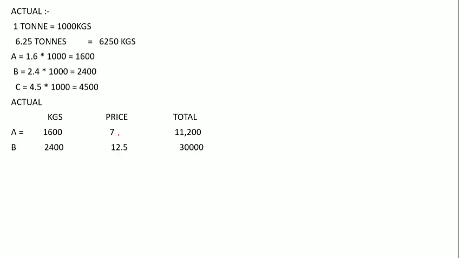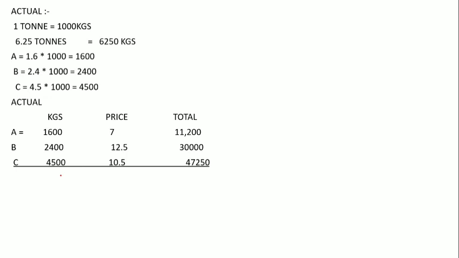Now for chemical B, kgs are 2,400, price 12.5 and the total is 30,000. So for price, if you divide 30,000 by 2,400, you will get price as 12.5. For chemical C, kgs are 4,500, price 10.5 and total is 47,250. If you divide 47,250 by 4,500, you will get the price, which is 10.5. Now make total of first column and this last column.